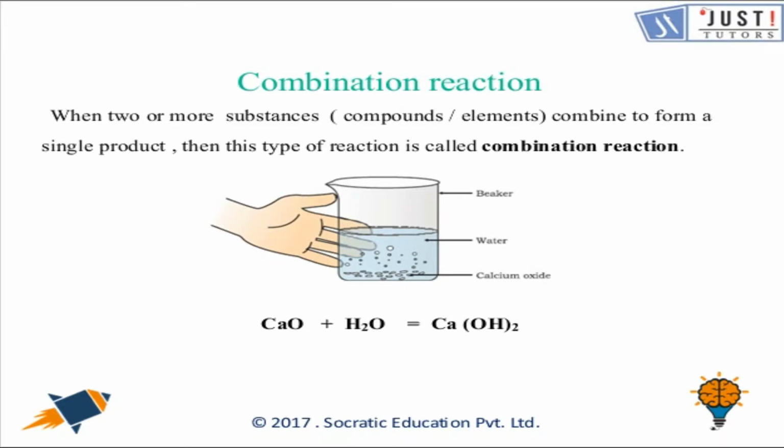As the name suggests, two or more things combine together to give one thing. So we can say that the number of reactants are more than one and they react together to give one product. So we can take example of calcium oxide which reacts with water to give calcium hydroxide, and in this reaction a lot of heat is produced.